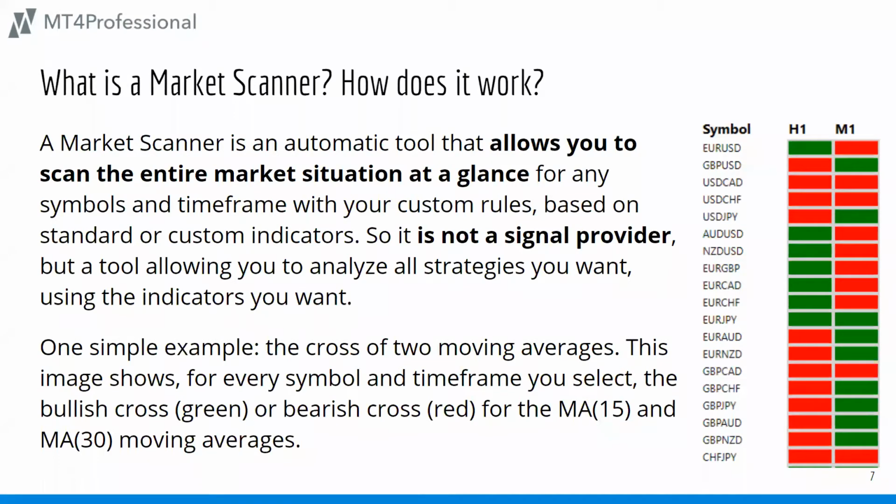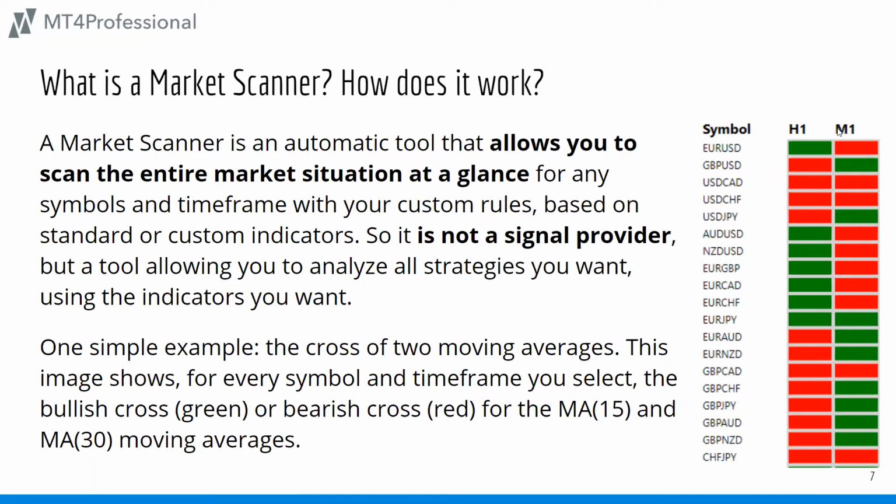One simple example I want to go across is the cross of two moving averages. It's very common to see a bullish cross, which we'll signify as green, where the fast moving average moves over the slow moving average, or a bearish cross where the fast moving average moves under the slow moving average. So if you had a tool that could scan through all the different time frames or all the different instruments looking for a bullish cross and giving you an output that says it's bullish with a green signal or bearish with a red signal, that would be very useful, wouldn't it? I think that it would.